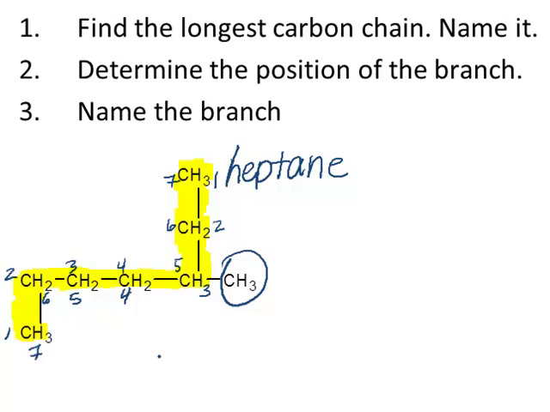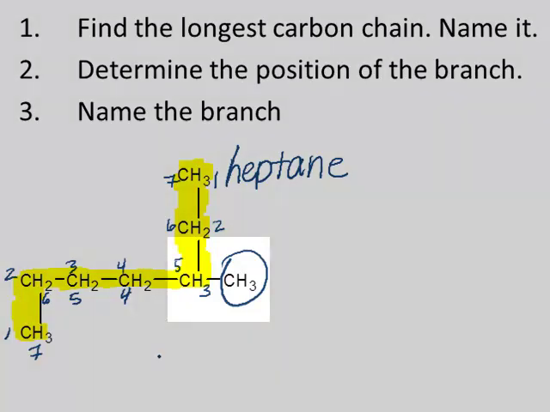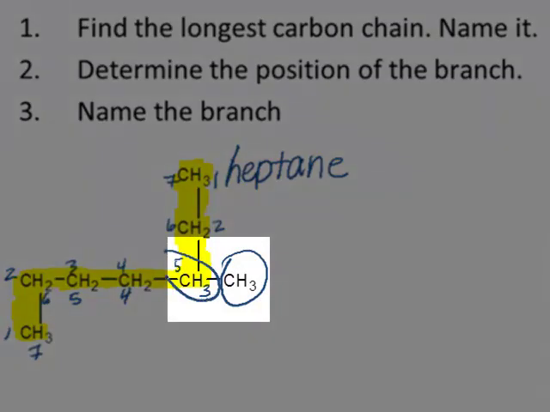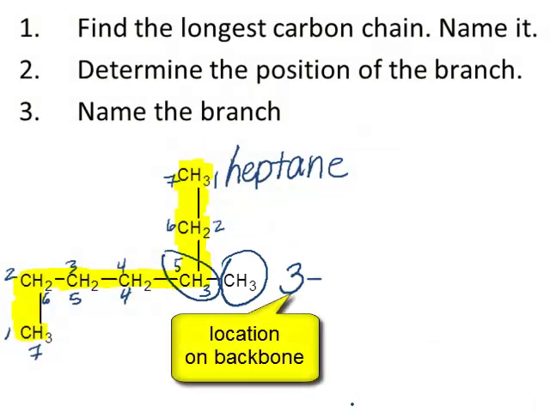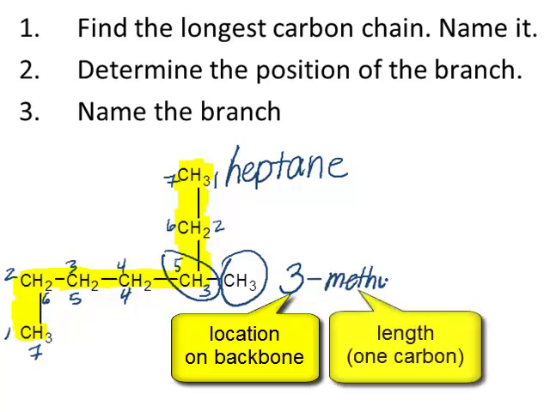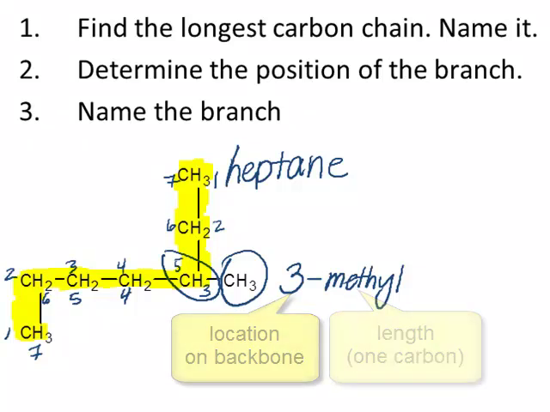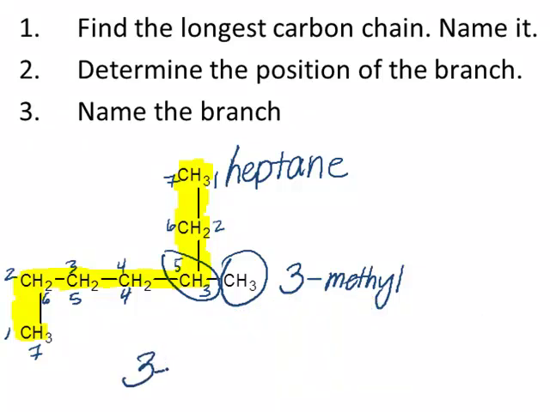The best option is always to have the branch at the lowest number possible. Because the branch is on this carbon, my choices are between numbering it so it's a 5 or a 3. 3 is the better option. So I'm going to call this 3 because it only has one carbon in the branch. This is another example of a methyl. Now I put the name of the entire molecule together, and I'll call it 3-methylheptane.